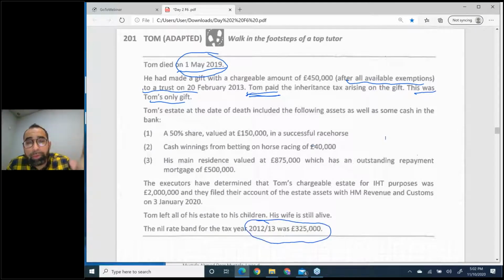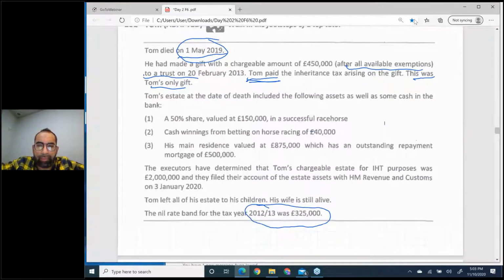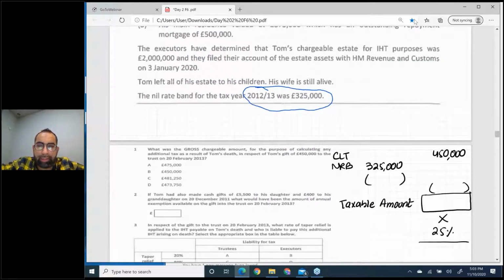As I just told you, and even solved a practical question with you, for lifetime IHT on a CLT you have to use the NRB of the same fiscal year in which you gave the gift, not the fiscal year of death. And this is 12-13. Okay, let's start the first part.